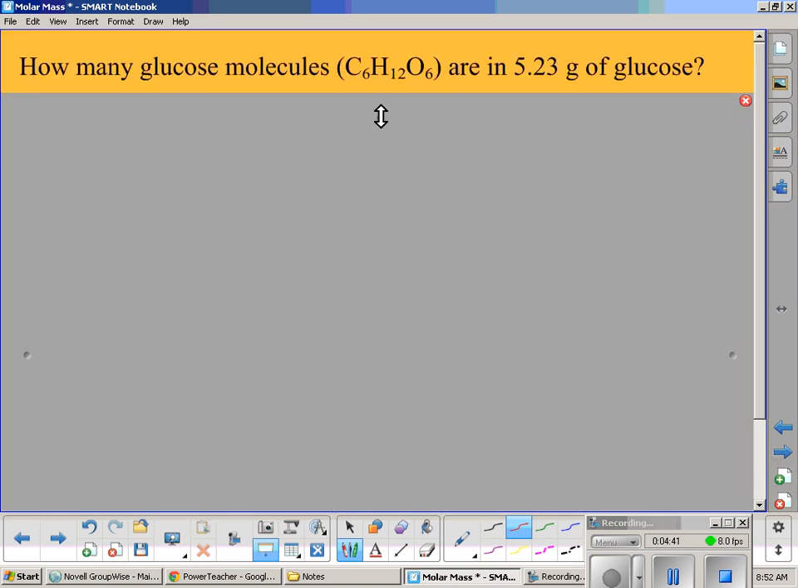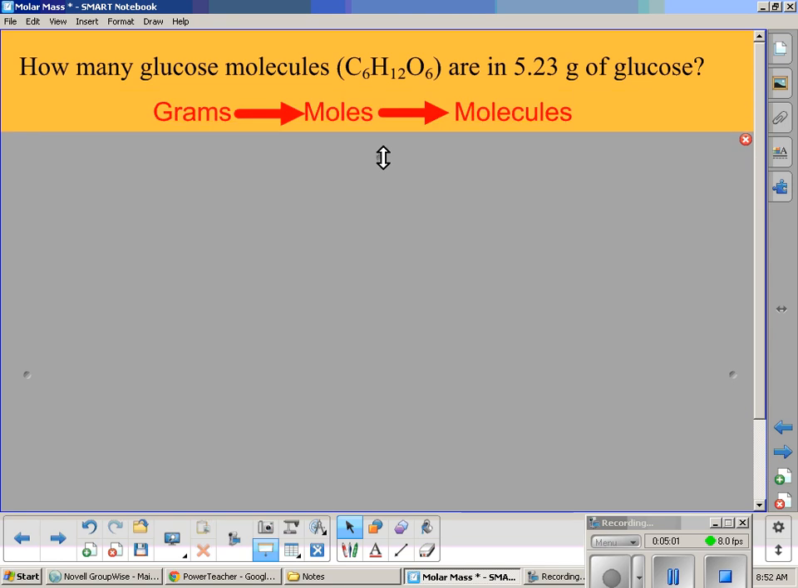Okay, so here we're going to have one that's all worked out. I've got it mostly covered up so you can follow along step by step. So the question: how many glucose molecules, and there's the formula for a glucose molecule, you may remember that from your biology days, how many of those are in 5.23 grams of glucose?